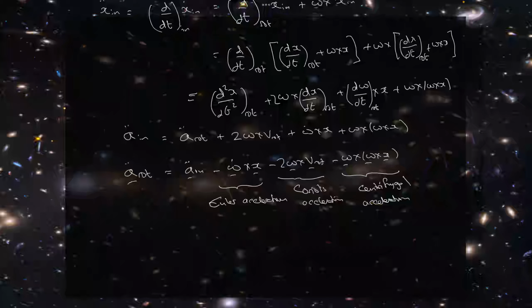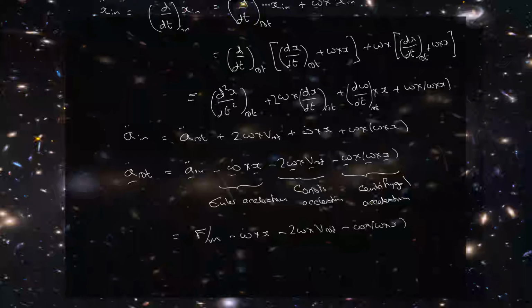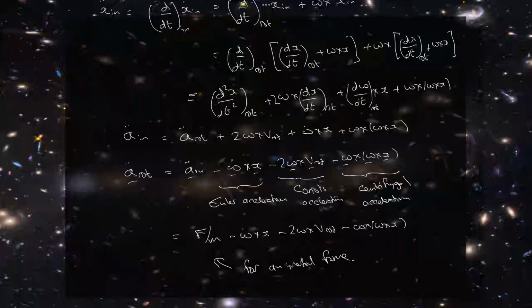Now, if we do assume that the initial frame was an inertial one, then we can write this as F over m minus omega dot cross x, minus 2 omega cross v rot, minus omega cross omega cross x. So that's for an inertial frame, where Newton's second law holds. So what we have shown is we can use Newton's laws, provided in addition to the forces we have in the inertial frame, we include the Euler acceleration, Coriolis acceleration, and centrifugal acceleration.